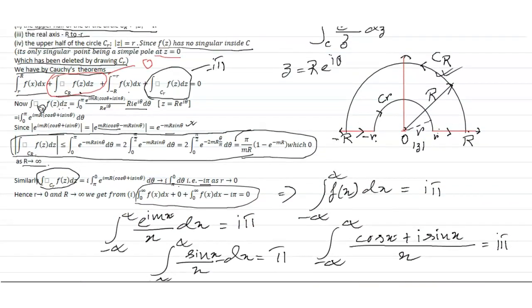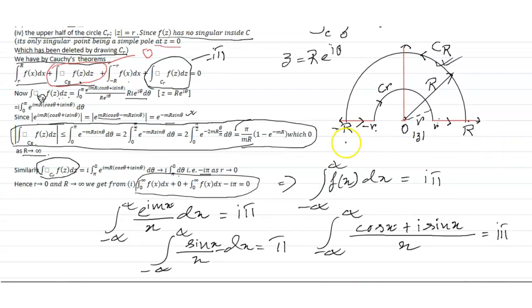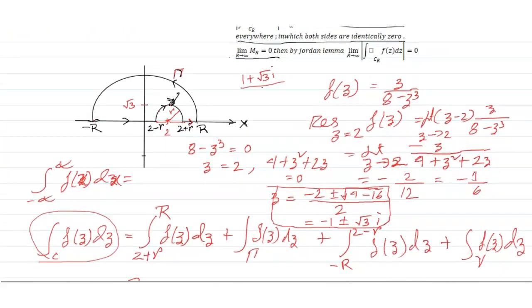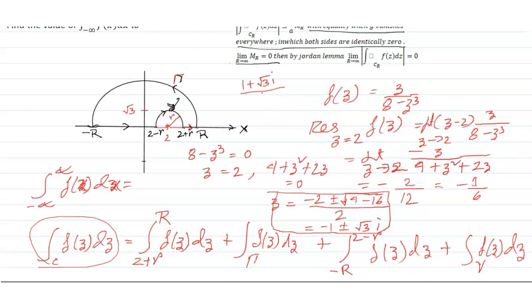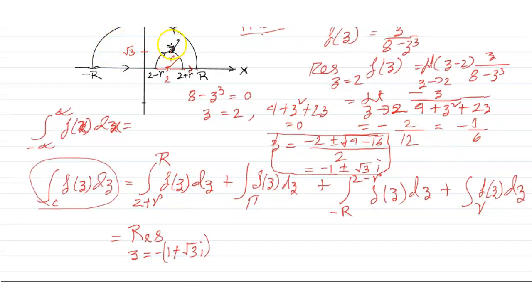You will see, friends, that in here we don't need to find it, because in here it is 0. In the upper plane there is no singular point, no singularity inside C. But in here you see there is the singular point minus 1 plus root 3 i. So I apply Cauchy's theorem with the residue at z equals minus 1 plus root 3 i of f(z).